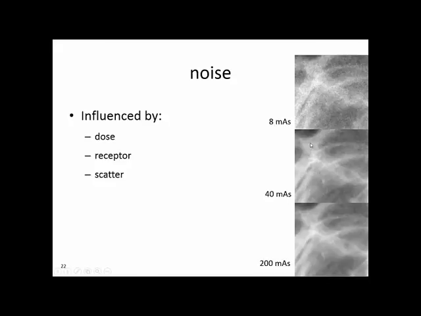Here you see what happens if we change the dose from very high to normal and to too low, and the noise impression is higher on the image that has a lower dose.